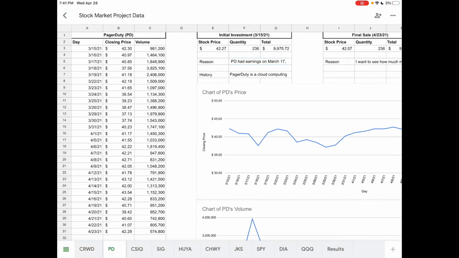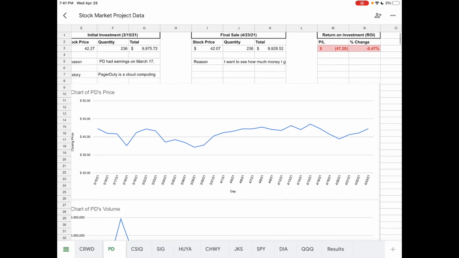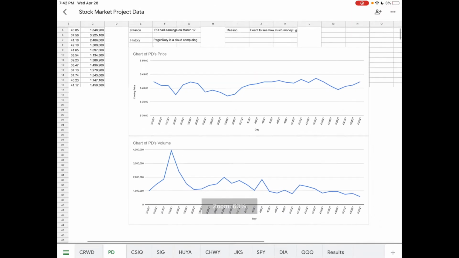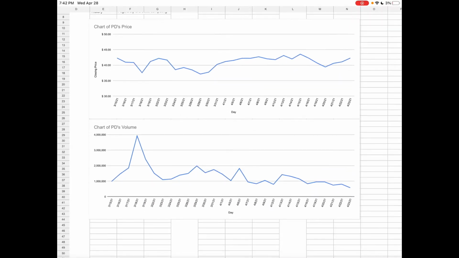And so for my initial investment, I did another market order to buy, as I did with all my other stocks. And I got filled at $42.27. And then for my final sell, I did a market order to sell, and my order was filled at $42.07. And my ROI was a loss of $47.20, and the percent loss was negative 0.47%. And here are the charts on PD's closing price and their average daily trading volumes.